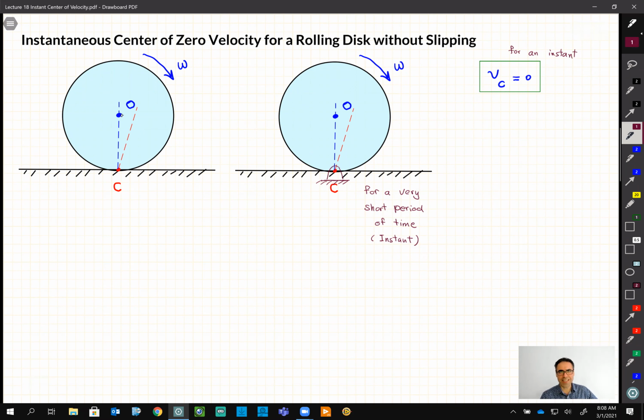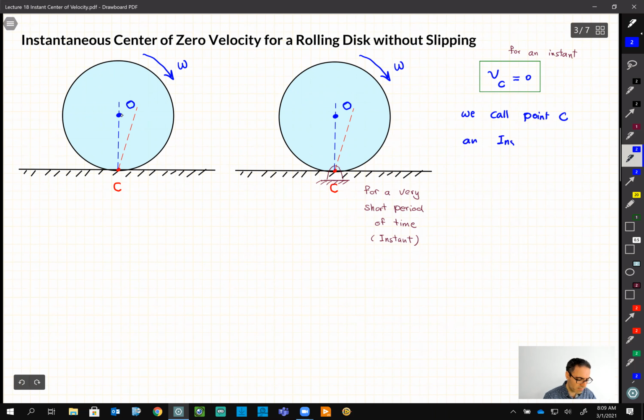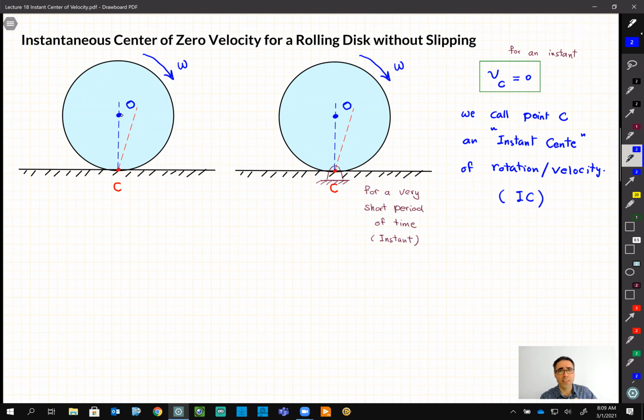So this point C that has velocity of zero for an instant, we call it instant center of rotation or instant center of velocity. So we call point C an instant center of rotation or velocity. People use different names. And just out of laziness, we sometimes use the short abbreviation IC, instant center.